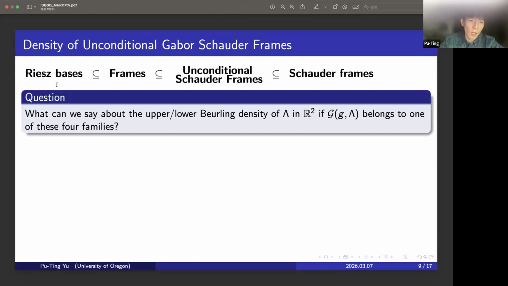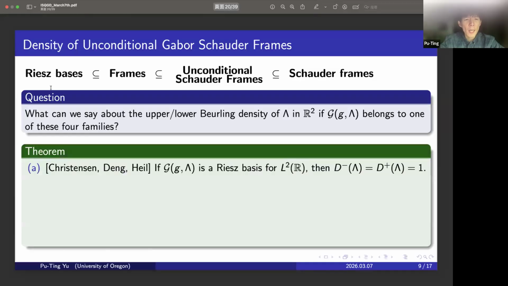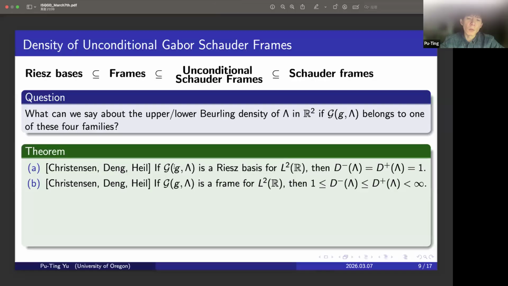Okay, so of course, let me start with the leftmost family, the Riesz bases. Back in around 1999, Christensen, Deng, and Heil proved that if we have a Gabor system which forms a Riesz basis for L2(R), then we must have the lower Beurling density associated with lambda equal to the upper Beurling density associated with lambda equal to 1. And they also proved that if this Gabor system is a frame for L2(R), so recall that a frame is a Gabor system satisfying some sort of inequality, then in this case, we must have the lower Beurling density greater than or equal to 1, and moreover, the upper Beurling density has to be finite. So this is what they proved in their paper.